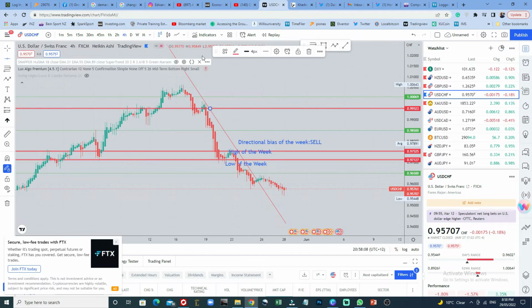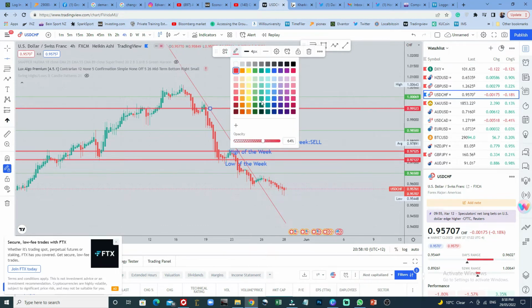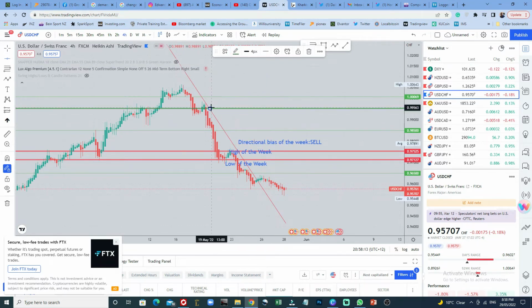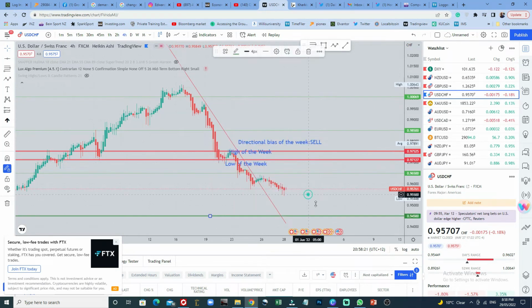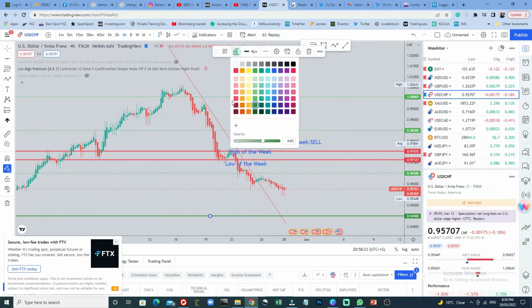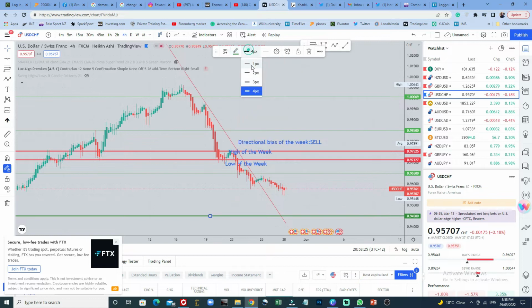It's green, so let's just put it green. 94,500, that's for this one here. So we'll just say okay, it goes there. Then we'll use it and let's make it thick. So yeah, these are psychological levels. This level, this level, this level, this level.